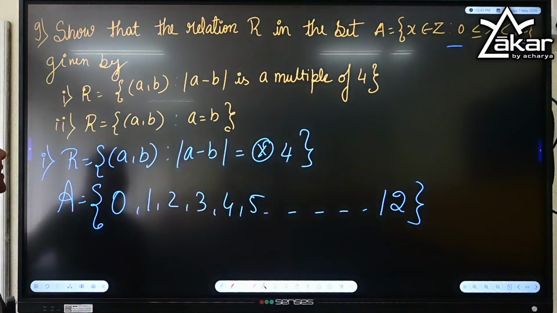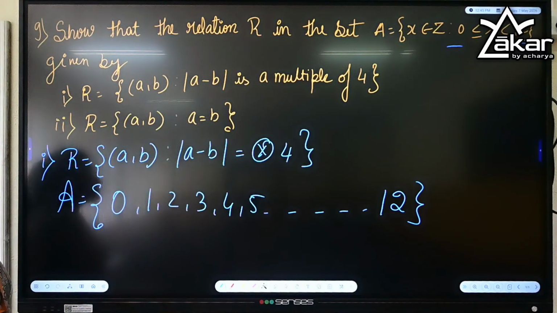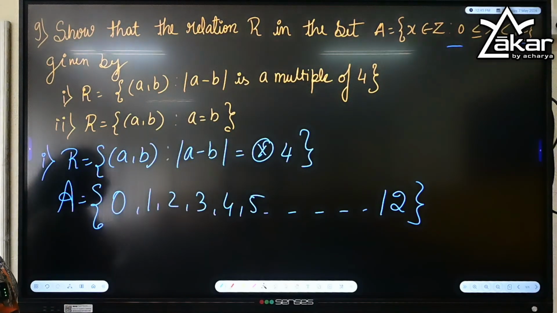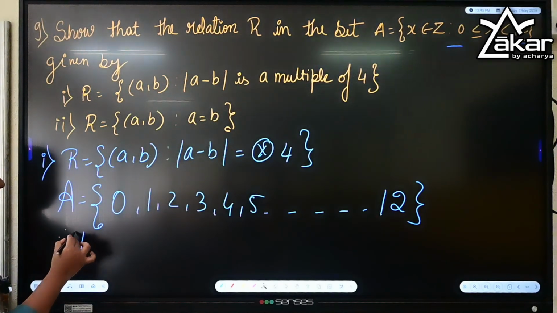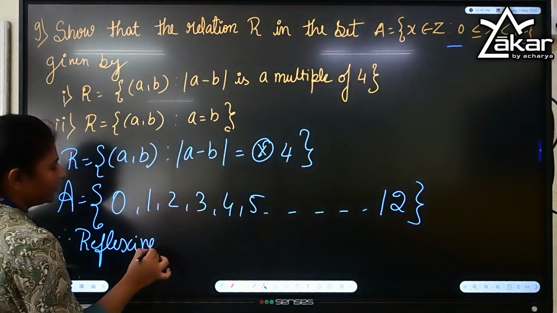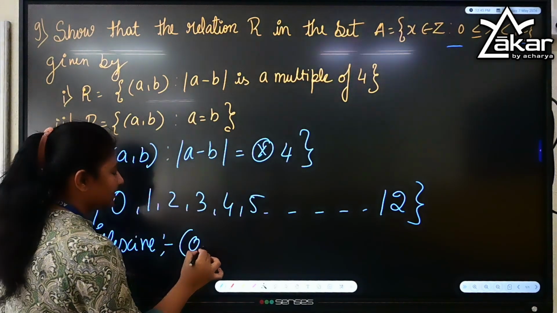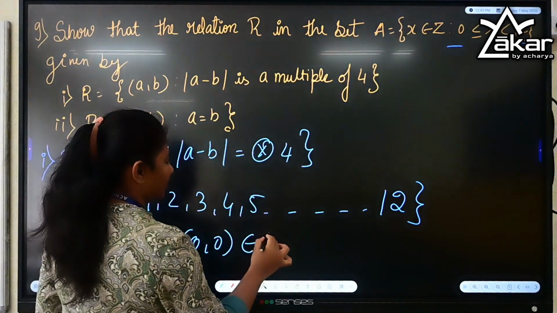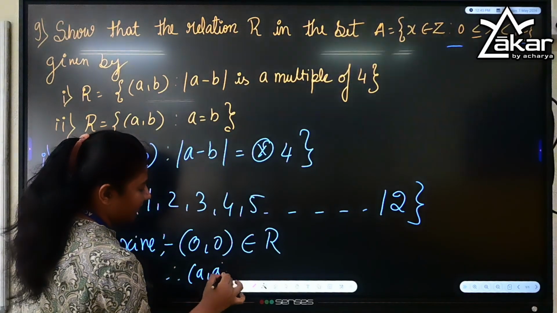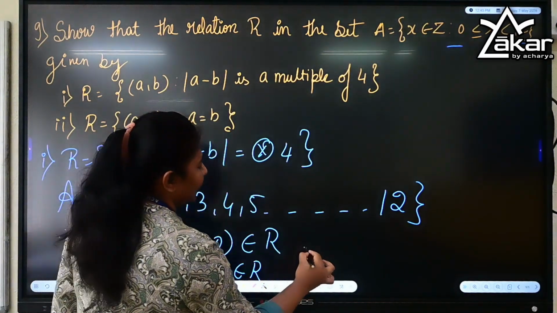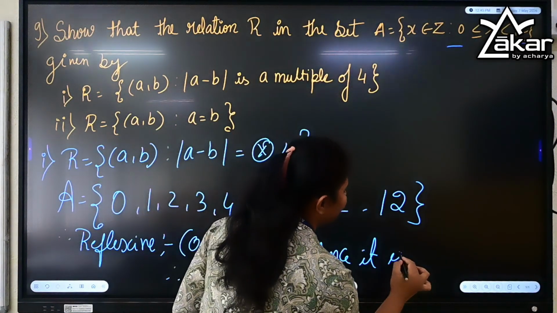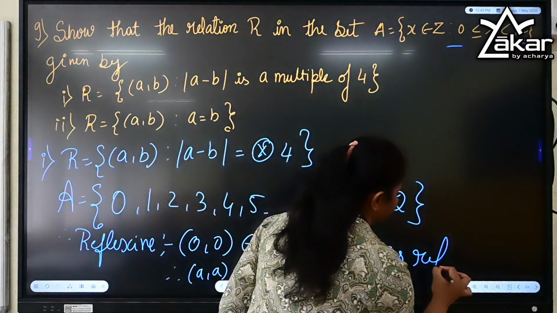Now according to this, whatever elements you give, the difference should be a multiple of 4. If I take 0 minus 0, obviously it will give the value 0. It is a multiple of 4. So according to the reflexive condition, we know that (0, 0) belongs to R. Therefore (a, a) belongs to R, hence it is reflexive.